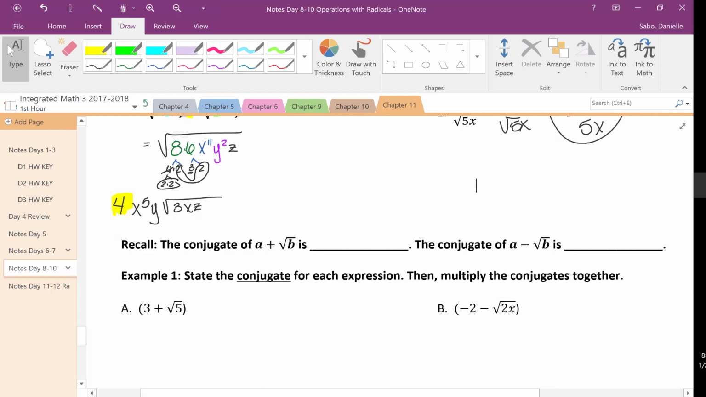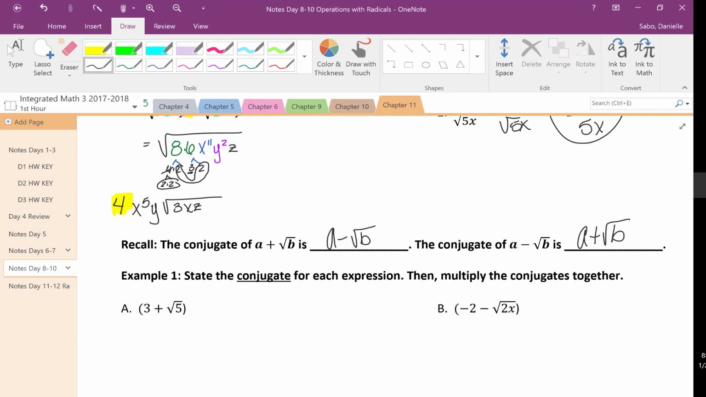So recall, the conjugate of a plus the square root of b is a minus the square root of b. Conjugate has that opposite sign in between. And the conjugate of a minus the square root of b is what? Yeah. Very good. That's going to help us now get that radical out of the denominator in some cases, because sometimes it's not just the square root of 5x like we did over there. Sometimes it's 1 minus the square root of 5x. In order to get rid of it, we have to multiply what's called the conjugate.